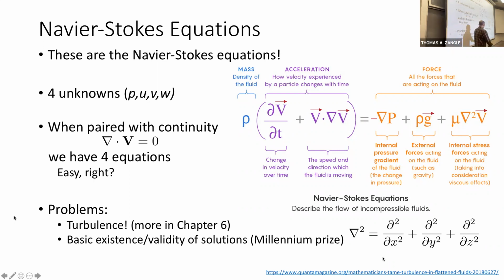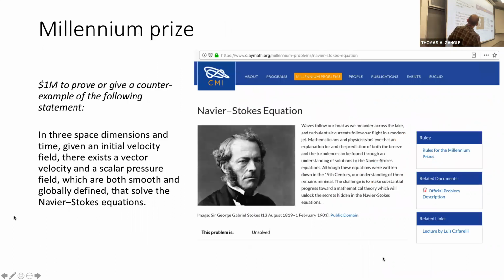This is the subject of something called the Millennium Prize, which is a prize in mathematics. There are mathematicians still actively looking at these expressions, trying to determine if we can say that solutions to Navier-Stokes equations always exist. It's a $1 million prize if you want to give it a go, to prove or give a counterexample of the statement that there should always be a solution to the Navier-Stokes equations, essentially.